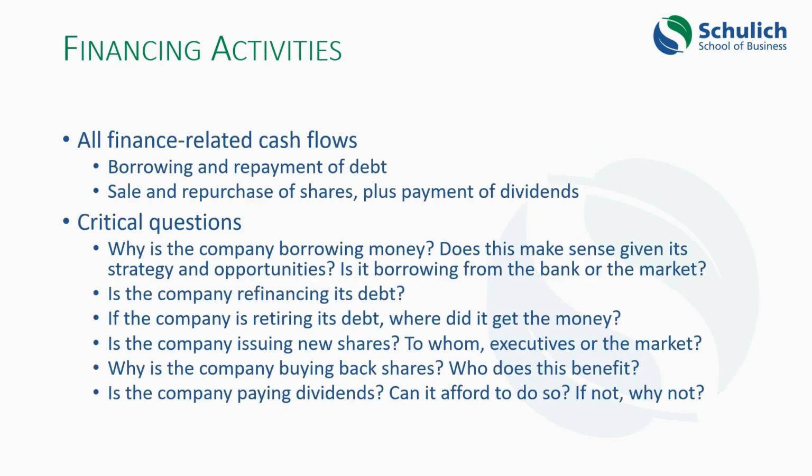Finally, there's the financing activities, and here's where we have the borrowing and repayment of debt, the sale and repurchase of shares, and payment of dividends. So this is going to be different than the dividends declared in the change of equity statements. This is the actual cash that would have been paid out during the year as dividends, not simply the dividends that were declared. So what are some questions you can ask about this?